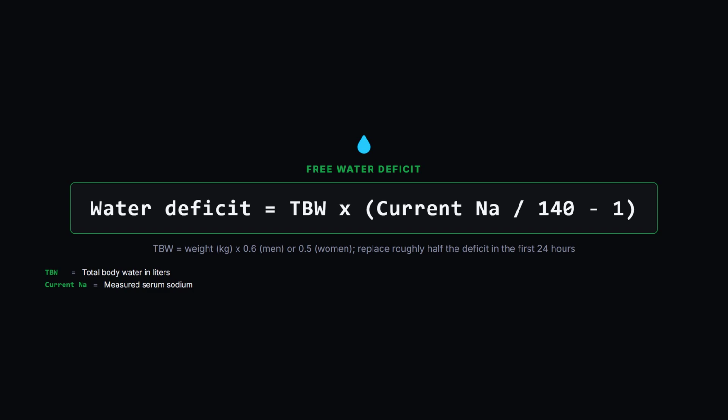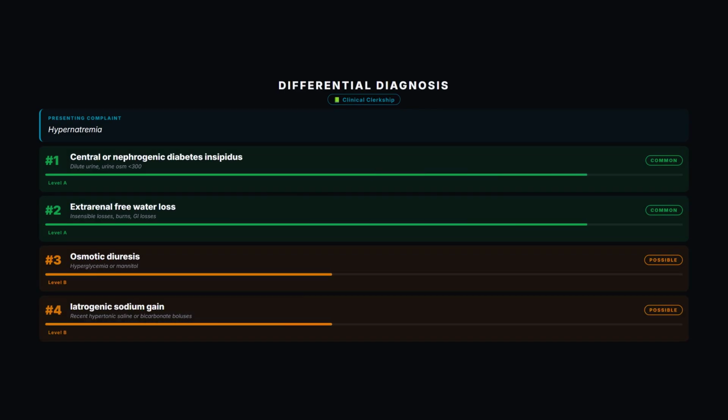Split the causes by where the water is going. Renal water loss points to central or nephrogenic diabetes insipidus. Extrarenal loss is insensible losses, burns, or GI free water loss. Osmotic diuresis from uncontrolled hyperglycemia or mannitol drags water out with it. And don't overlook iatrogenic sodium gain. Hypertonic saline or excess sodium bicarbonate boluses.